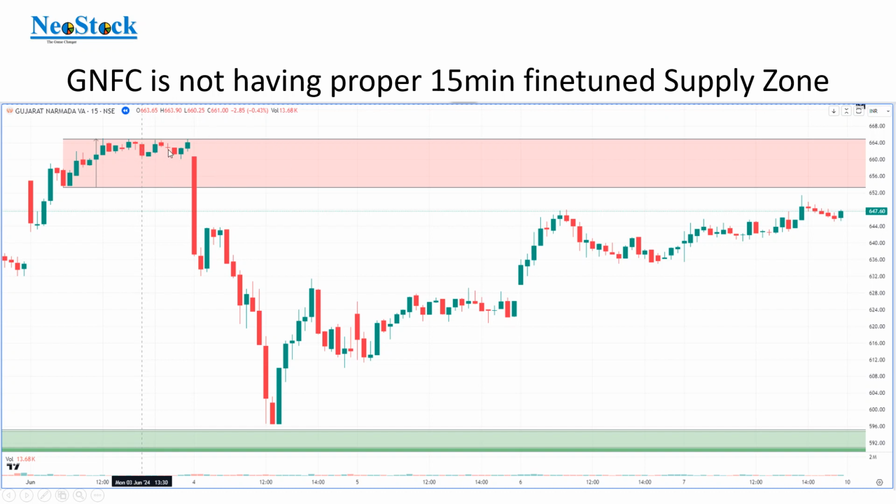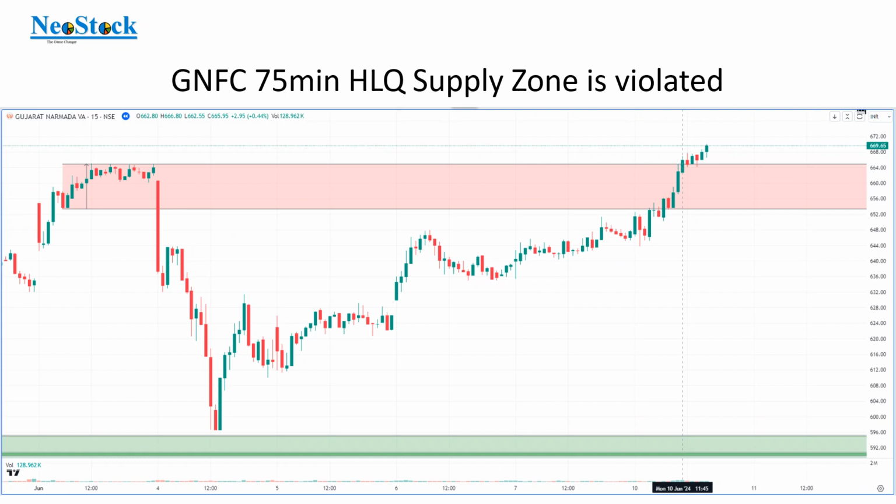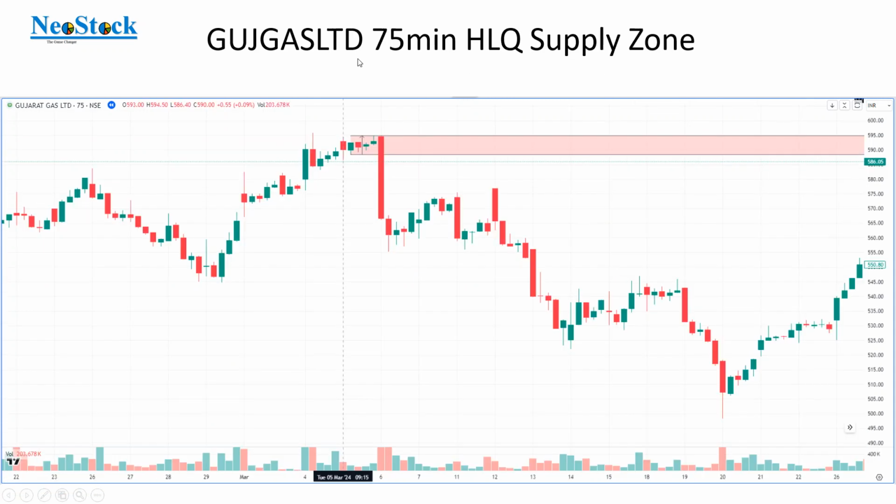Somehow see, even earlier also, in this entire area a lot of consolidation took place. Price structure is not good. Many times zones having such kind of price structures will be violated easily. So GNFC is not having a proper 15-minute zone. Let us see what happened in the market. See, the zone is easily violated. Because we know when a zone will be violated. So it happened.